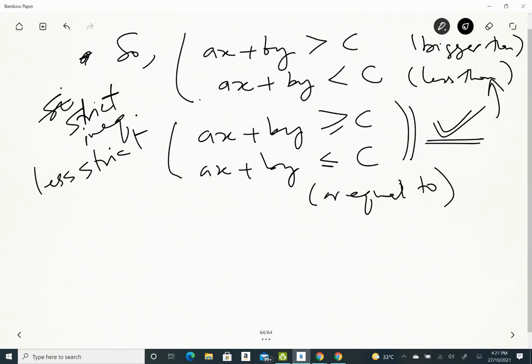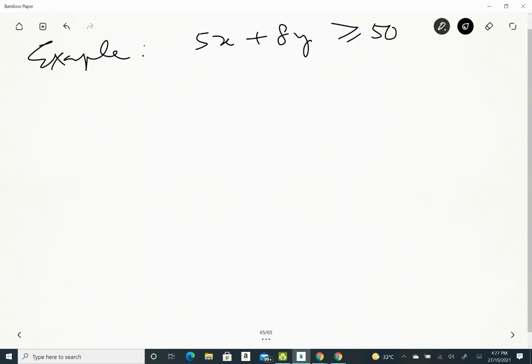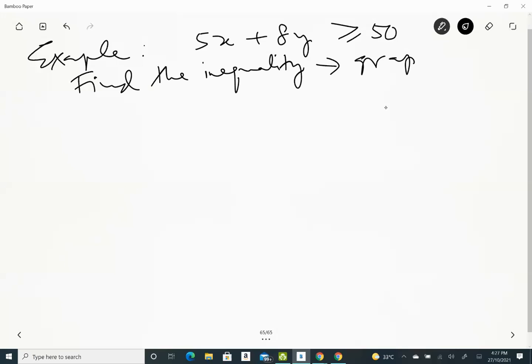So let's start with something bigger than. Let's say I have 5x plus 8y bigger or equal to 50. That is an example. What you want to do here is find the inequality. We do it like a function; you want to see the graph of the inequality. Finding the inequality means how does it look on the graph?